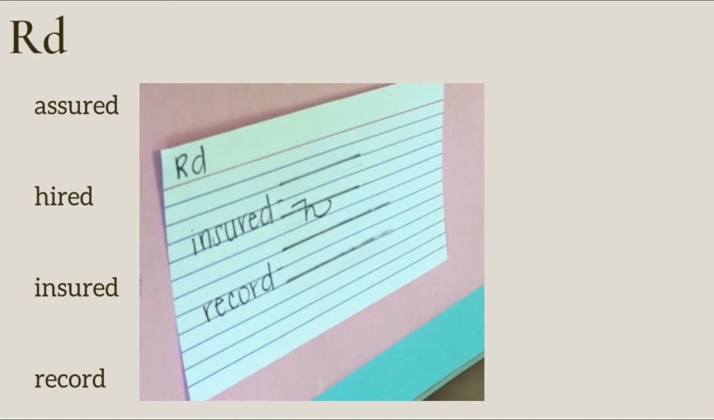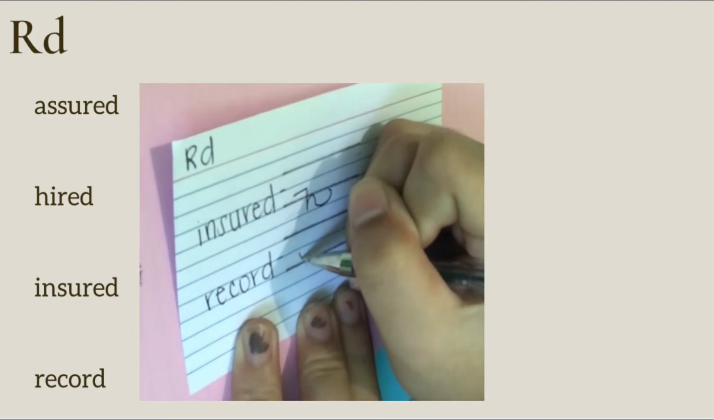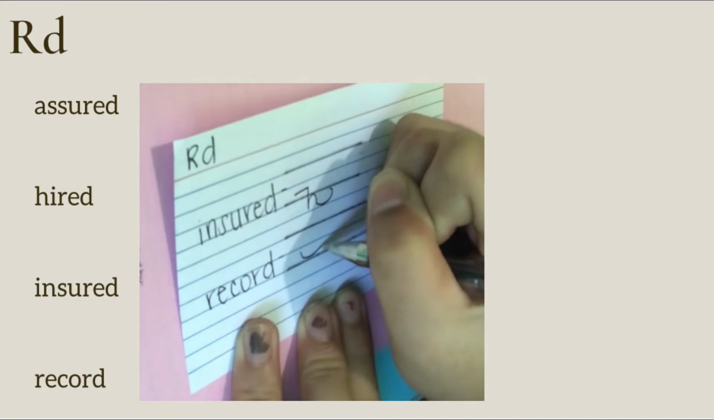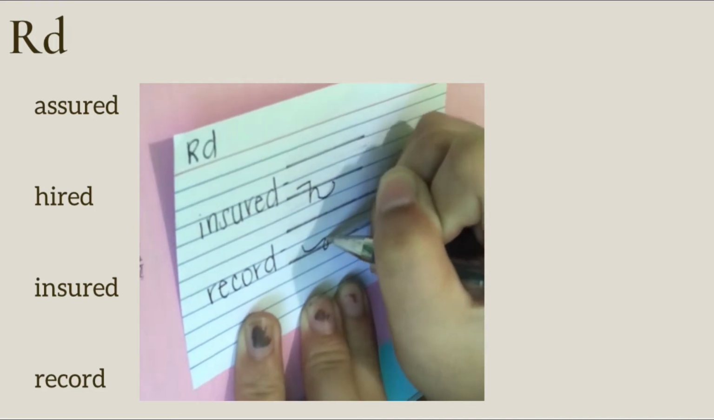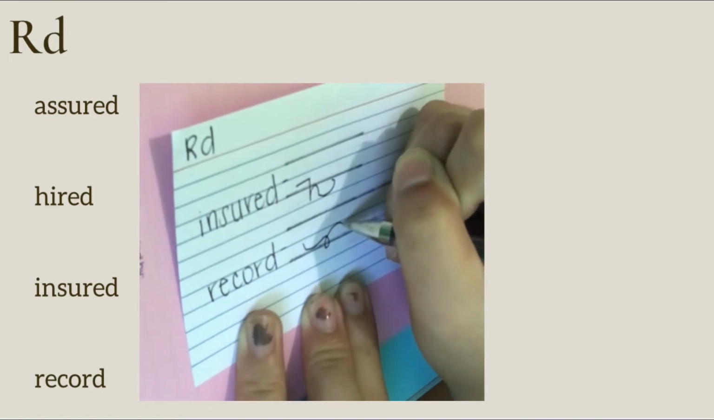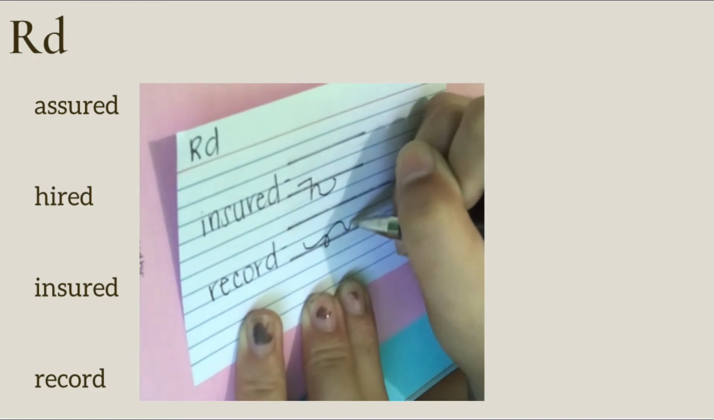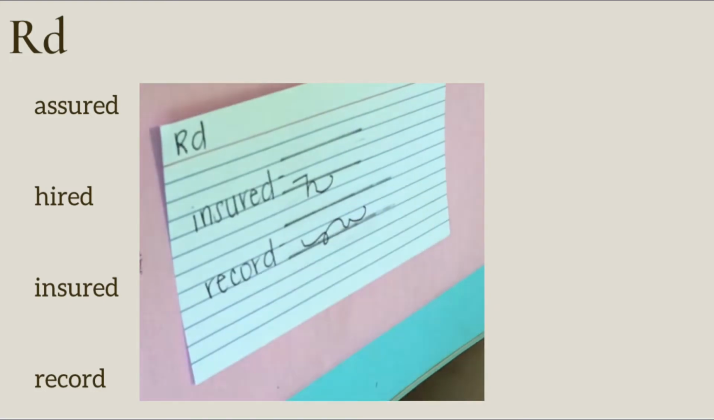Next word is record. First, we have R, K, downward deep hook, and the RD combination. That's the word record.